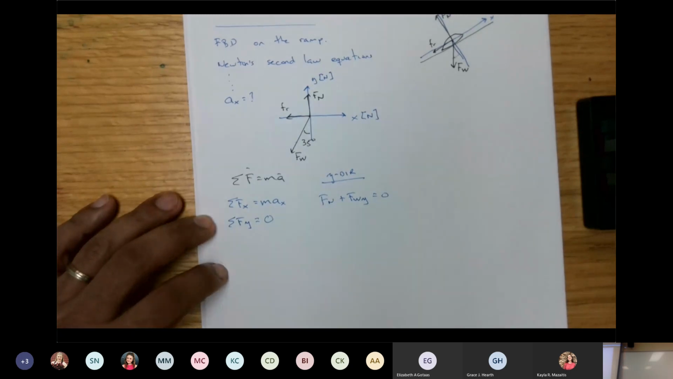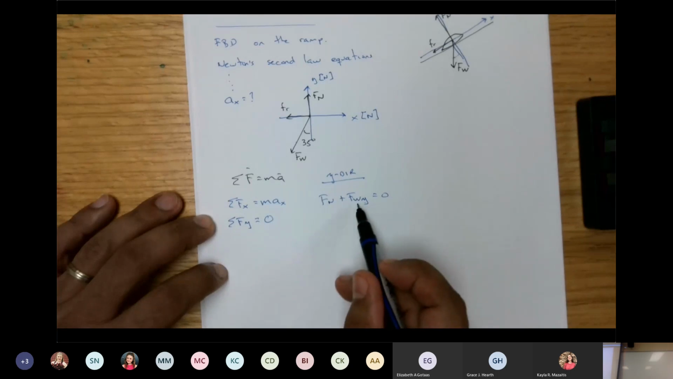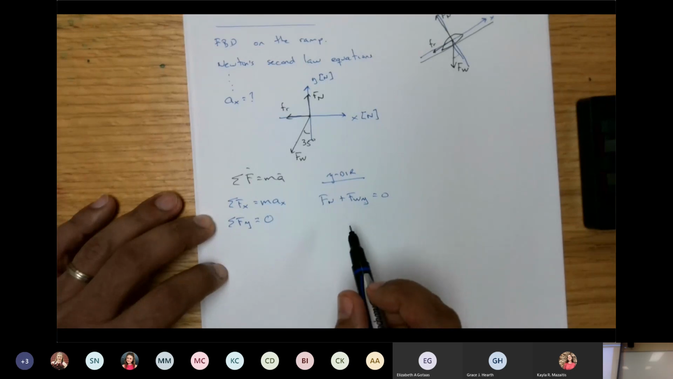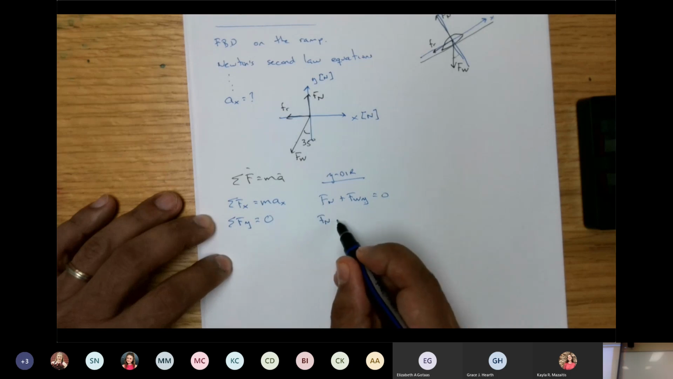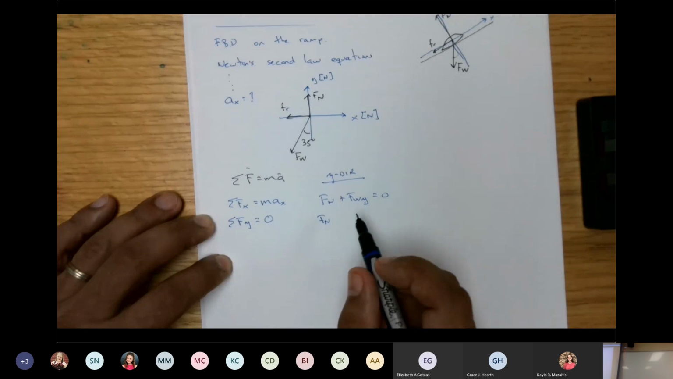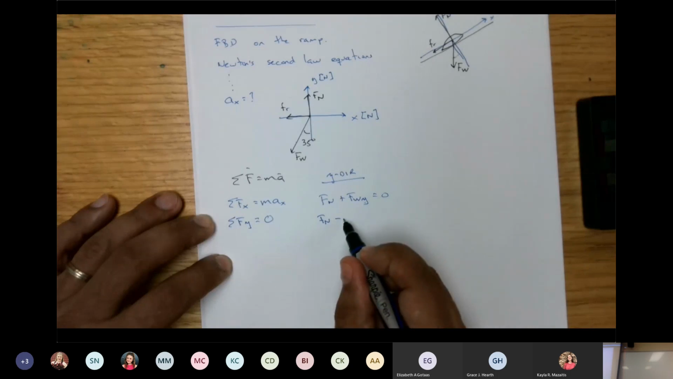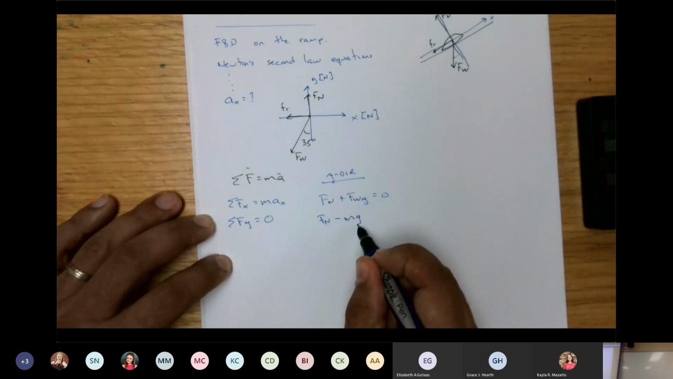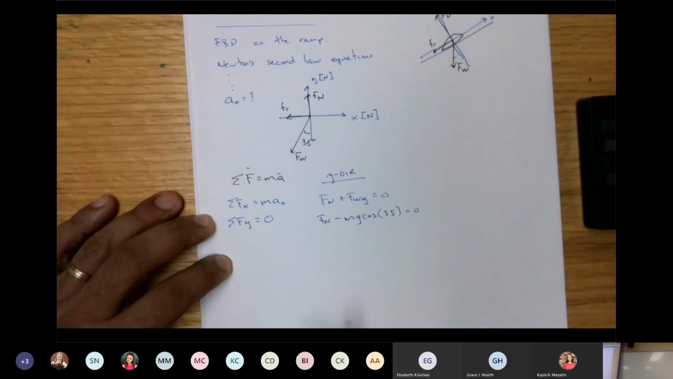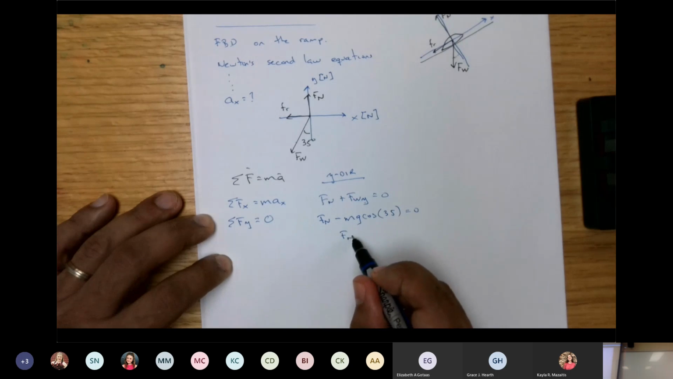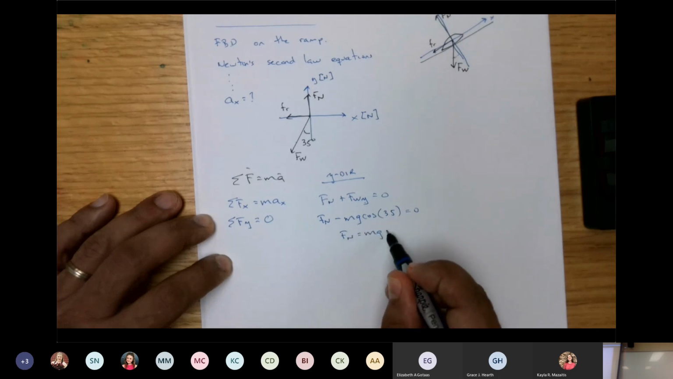Alexis? Can you tell me what is the y component of the weight? Not the value, just the expression. Negative mg cosine of 35. Yeah? So you have mg cosine of 35.